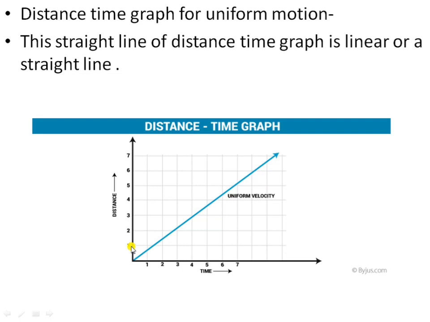Here this person travelled 1 kilometer in 1 minute. Again, he travelled 2 kilometers in 2 minutes or 2 hours, 3 kilometers in 3 hours, 4 kilometers in 4 hours. So here the speed is constant because this object covered equal distance in equal intervals of time. So this distance time graph is a linear or straight line. This straight line of the distance time graph indicates the speed of the object.